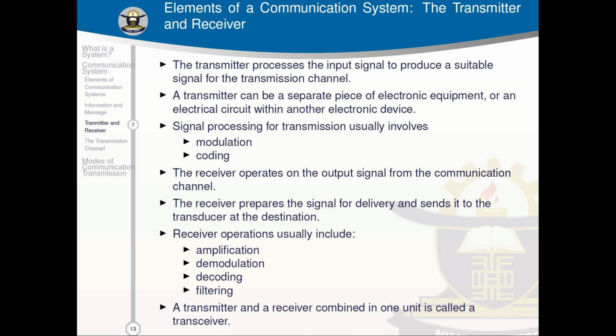The receiver, on the other hand, operates on the output signal from the communication channel. The receiver picks up the signal that is transmitted over the communication channel and prepares the signal for delivery. It sends that signal to a transducer, and then the transducer carries on converting that signal to a form that can be more appreciated by users, in a form that is very much like the original source information. At the receiving end, some operations that occur include amplification. Signals are demodulated and then decoded. There is also filtering that goes on at the receiver's end.